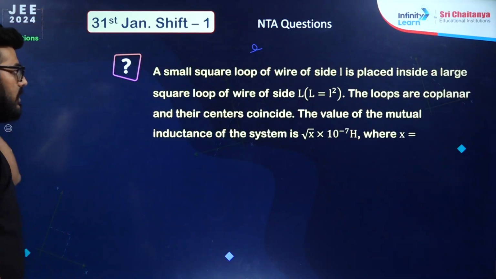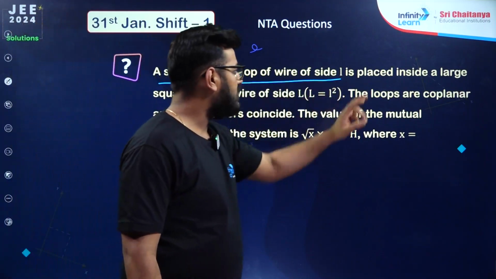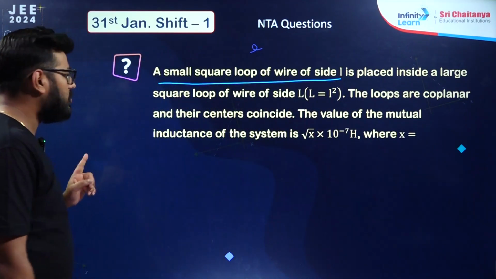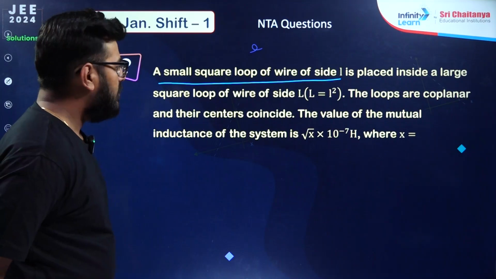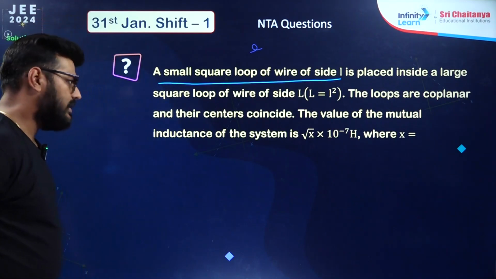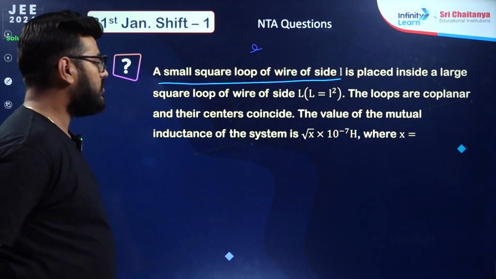Okay, moving ahead for the next one. A small square loop of wire of side l is placed inside a large square loop of wire of side L. The loops are coplanar and their centers coincide. The value of the mutual inductance of the system is.